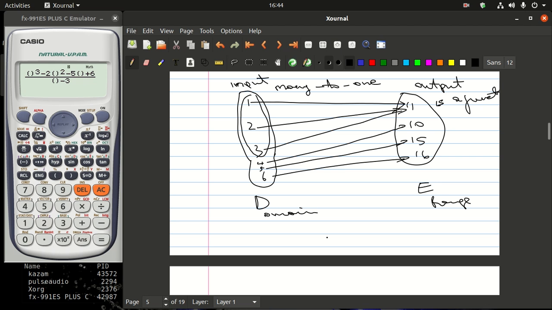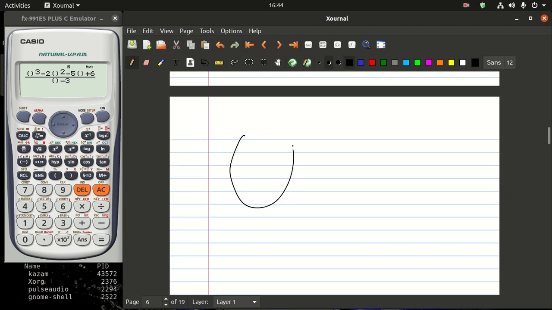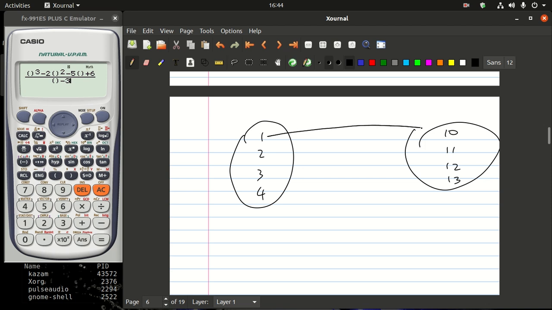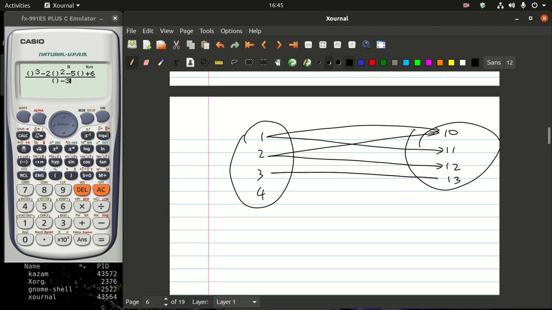Now, the last one is, suppose you have this set of things here, 1, 2, 3, 4, and then on this side you have 10, 11, 12, let me just say maybe 13. Now, I still have a relation, but in this relation I have 1 going to 10, I also have 1 going to 11, I have 2 going to 10, I have 2 going to 12, I have 3 going to 13, I have 3 going to maybe 11, I have 4 maybe going to 1, it doesn't matter.